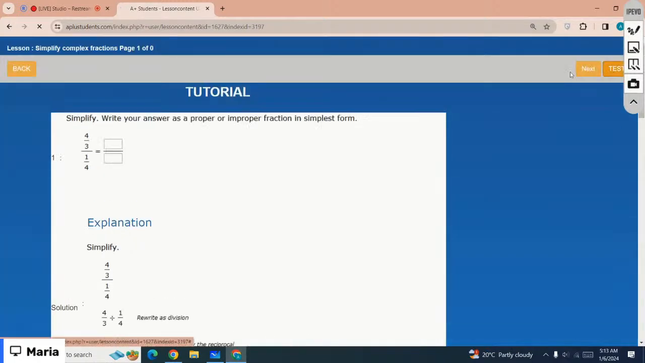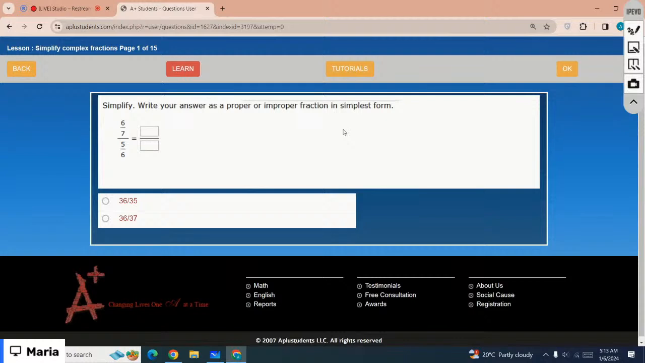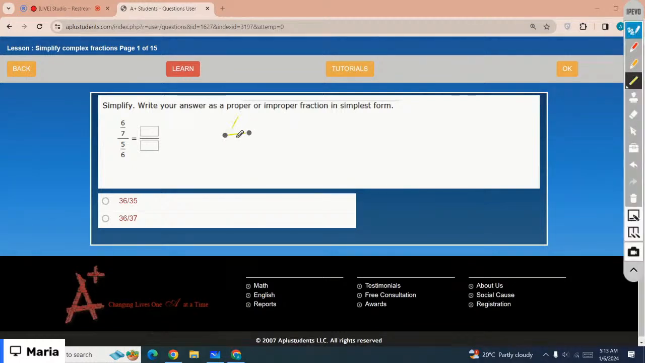Let's just start with the test questions. Basically, you are going to learn how to evaluate the fraction. Write your answer as a proper or improper fraction in simplest form. 6 over 7 divided by 5 over 6, right? So you can write it as 6 over 7 divided by 5 over 6. Just change this division sign to multiplication by taking the reciprocal of this fraction.